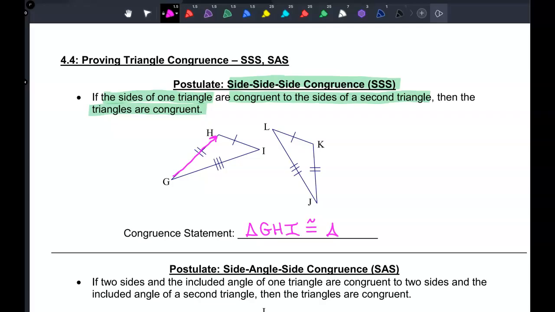So let's take a look. First I go through the side with 2 markings, H, I, then I go through the side with 1 marking. And then finally I would end up going back to the last vertex. So if I'm reading this triangle, it would go G, H, I, and then back to the original if I were to trace over that triangle. Does that make sense? So I need to make sure I go through the same markings on the other one. If I go through 2 and then 1 marking, I have to start with J, K.